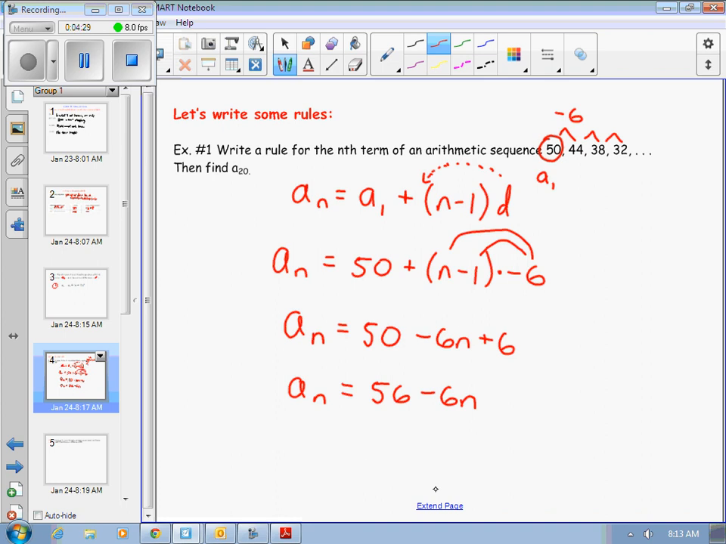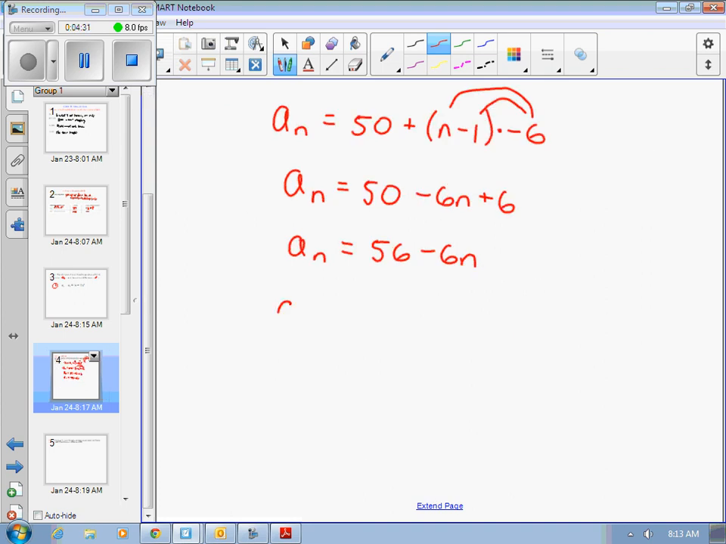To find the 20th term, probably not shockingly, you're just going to substitute 20 in for n. 56 minus 6 times 20. So the 20th term is going to be equal to, is that -64, I think? I can check my math, but I think that's right.